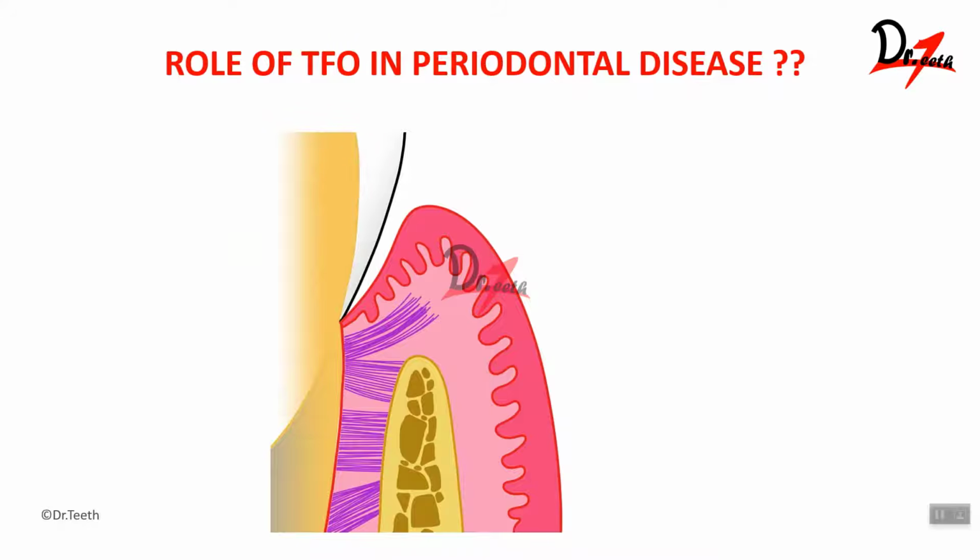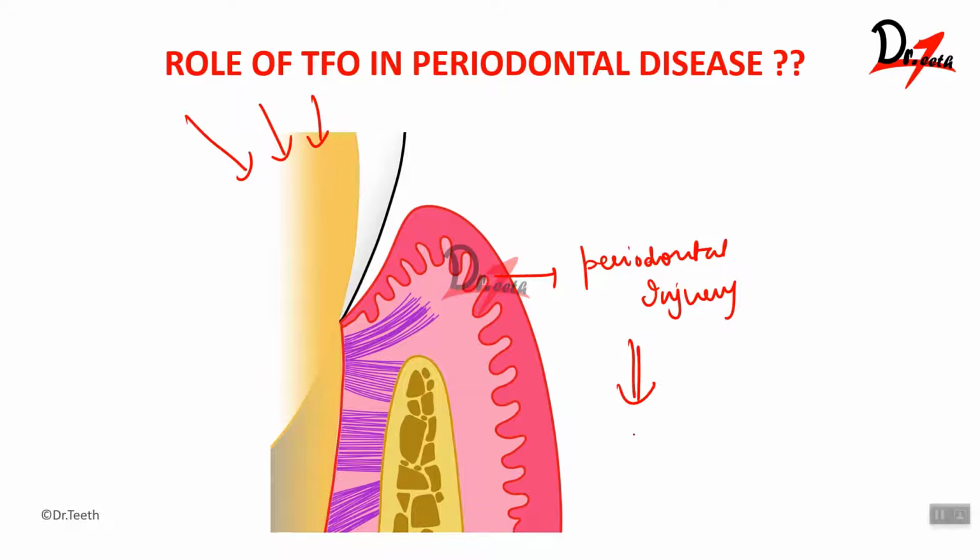So next, let's talk about the role of trauma from occlusion in periodontal disease. Now, many studies have been conducted and it has been seen that constant trauma which is produced onto the tooth, which results in periodontal injury, further predisposes this particular tooth to undergo loss of attachment and lead to periodontal disease.